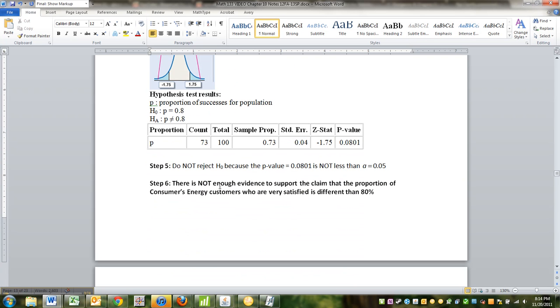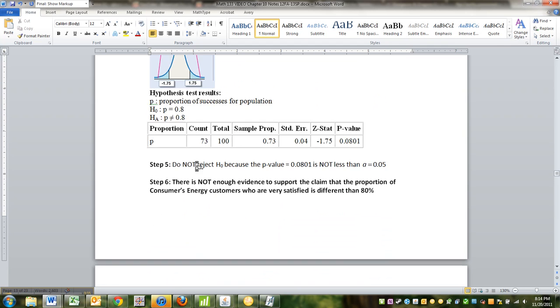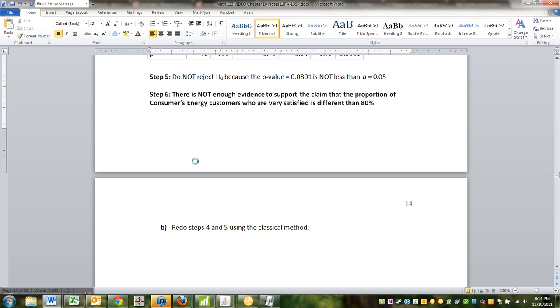That means that there is not enough evidence to support the claim that the proportion of consumers' energy customers who are very satisfied is different than 80%. We wanted to get evidence to show that it was not 80%, but we didn't get enough evidence to do it. Doesn't mean that it is 80%, it just means we didn't have enough evidence to prove otherwise.